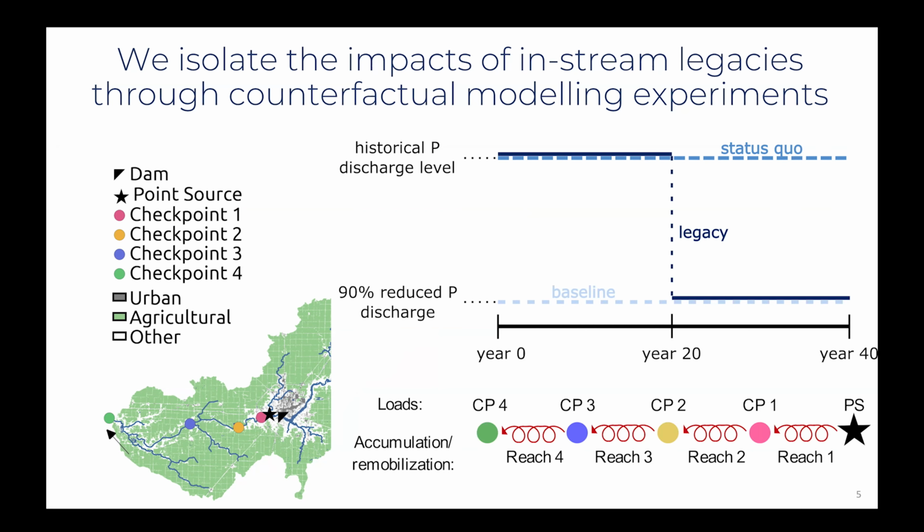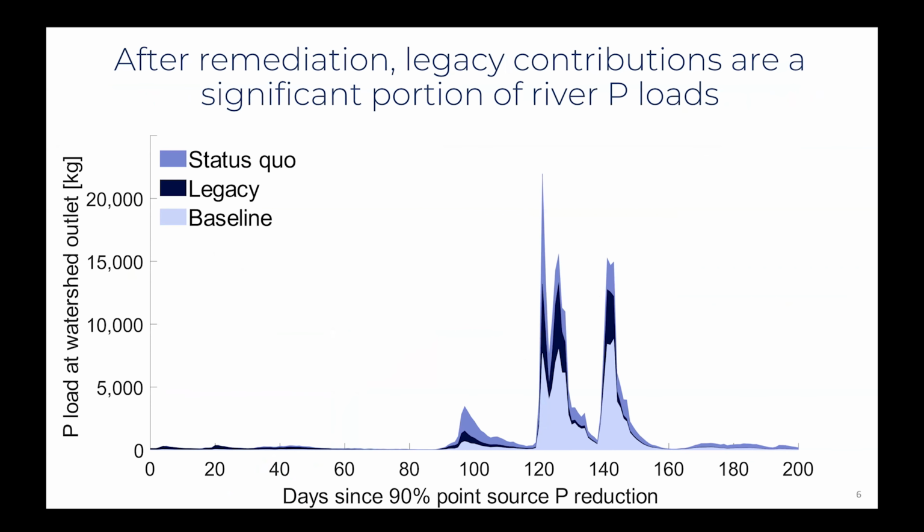And so we evaluate these load differences between these scenarios at the 4 checkpoints that we have downstream from our point source to illustrate the downstream cascade of water quality recovery. And here's what we see during the first 200 days after the point source reduction. Plotted here are phosphorus loads at the watershed outlet, so the last checkpoint, for the 3 modeling scenarios.